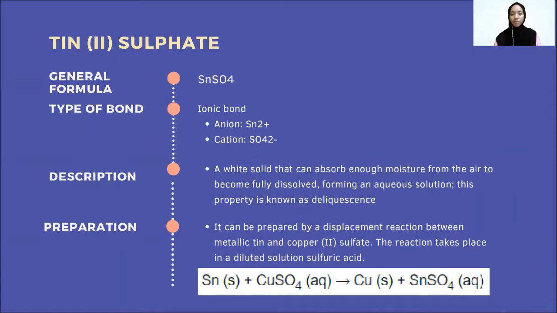Tin sulfate can be prepared by a displacement reaction between metallic tin and copper sulfate. The reaction will take place in a dilute sulfuric acid solution.